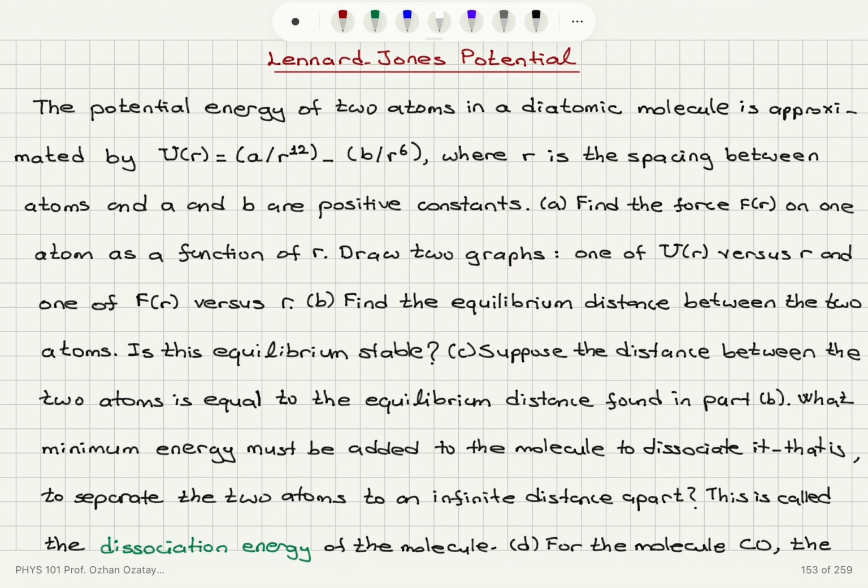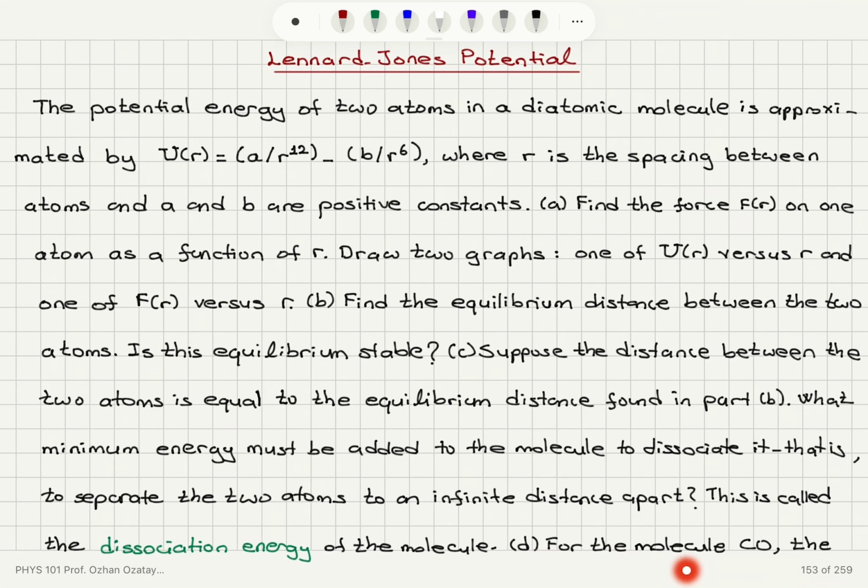Draw two graphs, one of potential energy versus R and one of force versus R. Part B. Find the equilibrium distance between the two atoms. Is this equilibrium stable? Part C. Suppose the distance between the two atoms is equal to the equilibrium distance found in Part B. What minimum energy must be added to the molecule to dissociate it, that is, to separate the two atoms to an infinite distance apart? This is called the dissociation energy of the molecule.